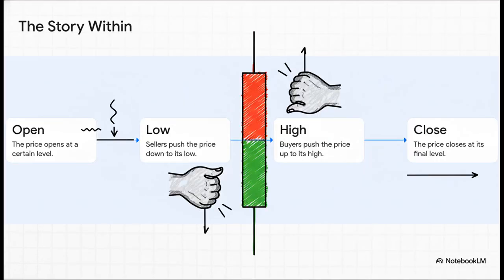So inside that one period, there's this constant tug of war going on. The price opens at a certain level. Maybe the sellers get the upper hand for a bit, and they push it down to its low. But then the buyers fight back hard and drive it all the way up to its high. And finally, when time's up, the price closes. The battle for that period is over.